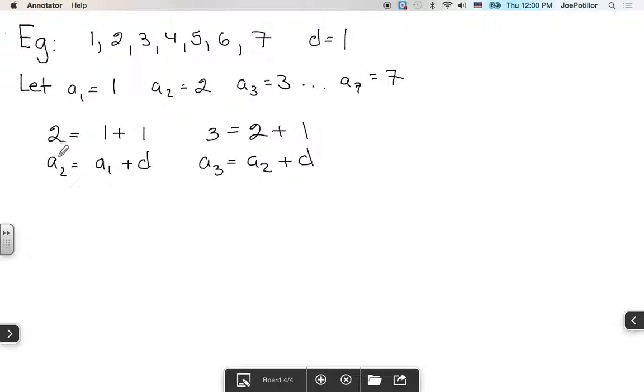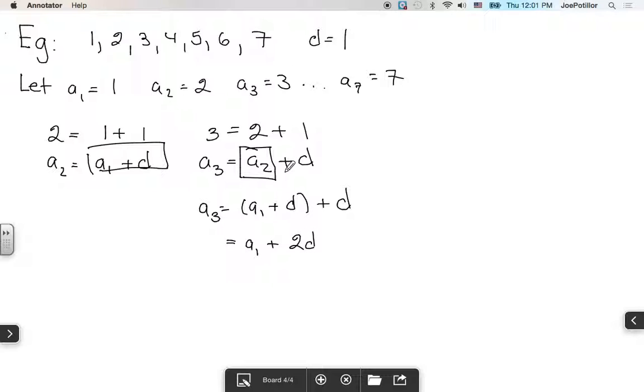Now, we see A2 is equal to A1 plus D. So what I can do is substitute, and I could say A sub 3 is going to be A sub 1 plus D plus D. This forms kind of a pattern, so to speak, which is that A sub 3 ends up being A1 plus twice D, because 1 plus 1 is 2. And this pattern ends up repeating itself.